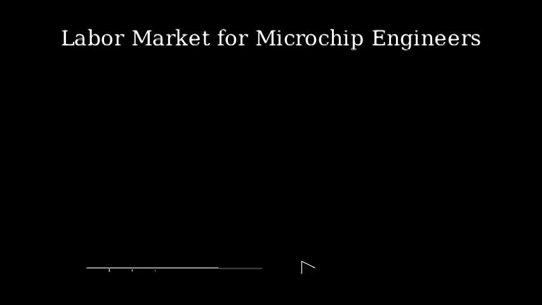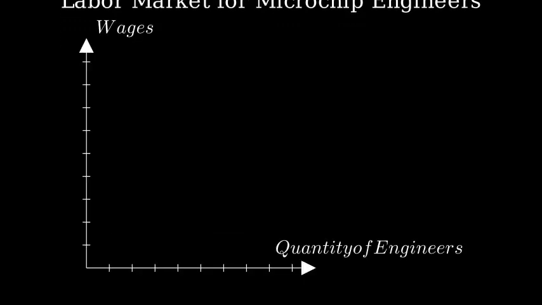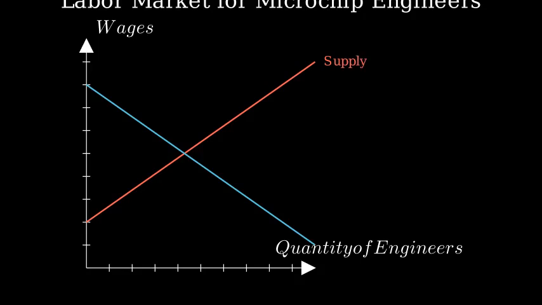Welcome! Today we'll analyze how the labor market for microchip engineers changes when both demand increases and supply decreases. Let's start by looking at the initial labor market equilibrium. Here we have wages on the vertical axis and quantity of engineers on the horizontal axis. The initial supply and demand curves intersect at our starting equilibrium point.